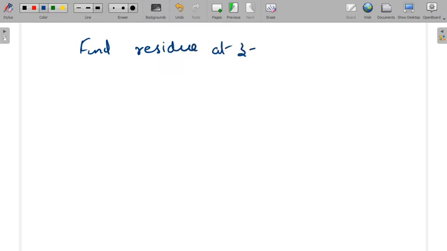Next function, find residue at z is equal to 0 of the function 1 plus e raised to z divided by sin z plus z cos z. So obviously 0 is not a 0 of the numerator.